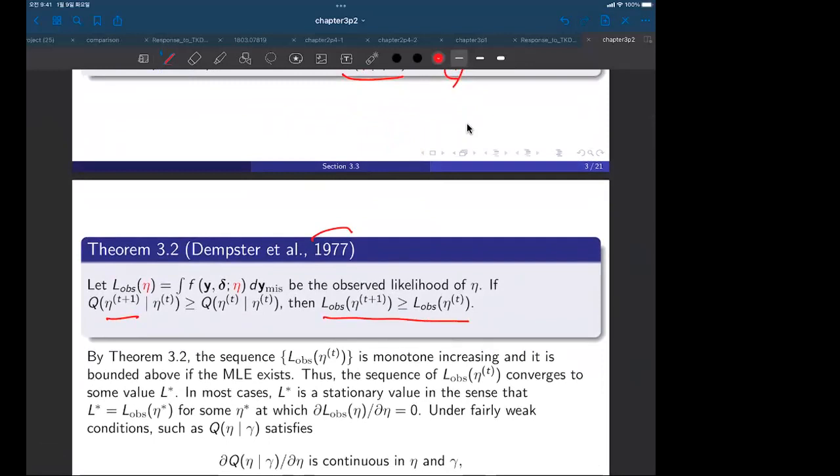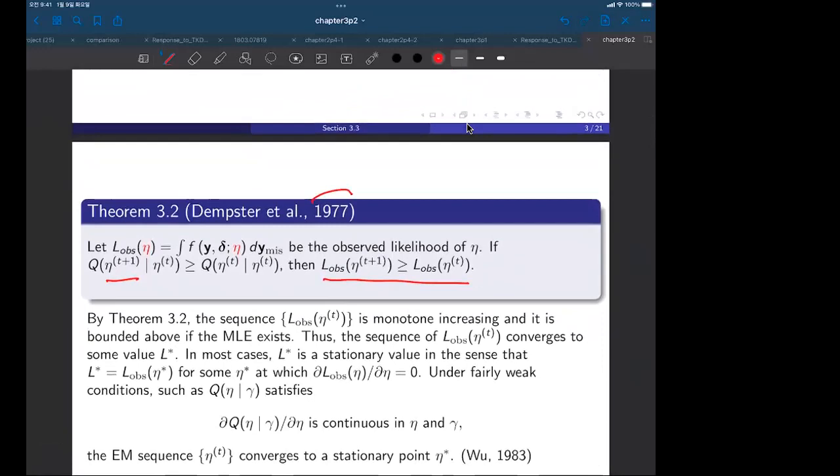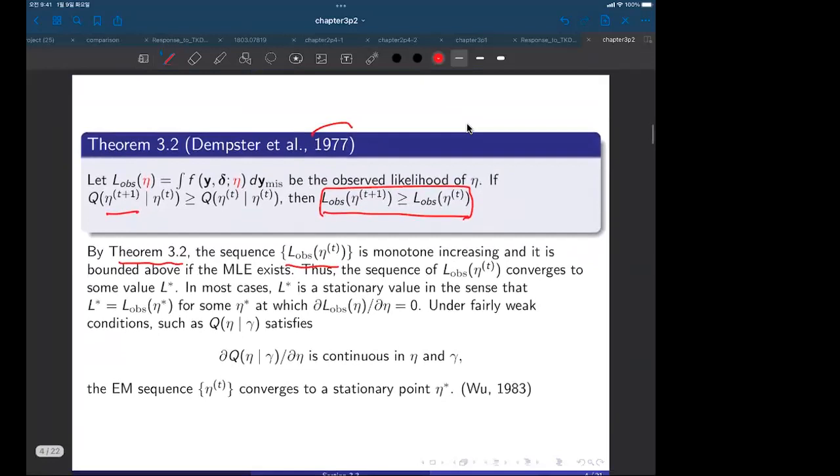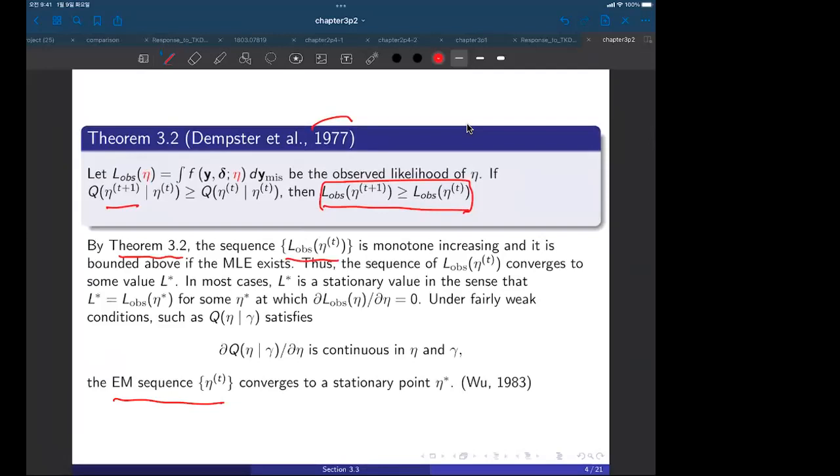That does not necessarily mean that the solution to the EM algorithm converges to the MLE, not necessarily, but they make some heuristic argument. By this theorem, the sequence is monotone increasing. So this property essentially means monotone increasing. If the MLE exists, then it is bounded above, and under some conditions the EM sequence will converge to a stationary point. That is the argument in their proof, but it is incorrect. The technical proof is wrong.